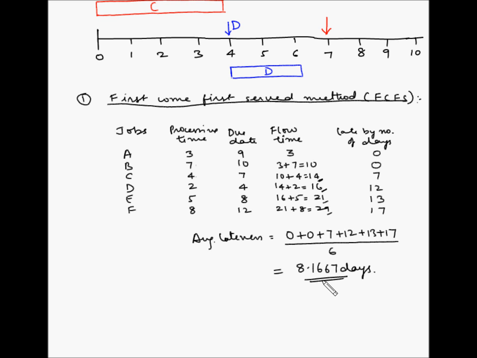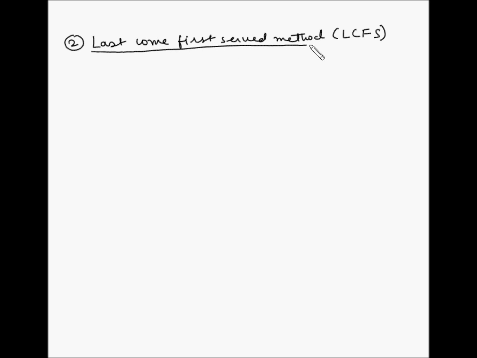Now let's move to the second method, which is the last come first served method. This is also known as LCFS, for last come first served. Now in this method, the jobs are sequenced according to the dates of arrival. However, it is the reverse of the first come first served method. So the job which is received at the end is processed at the beginning, while the job received at the beginning is processed at the end.